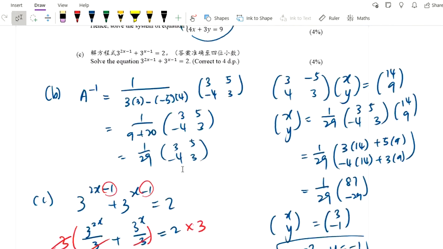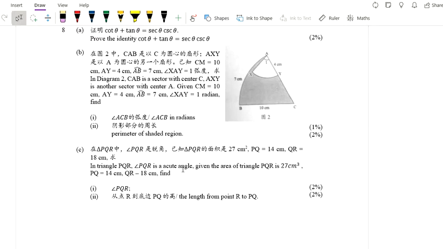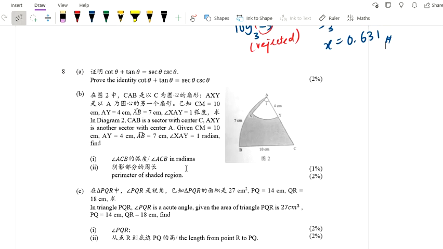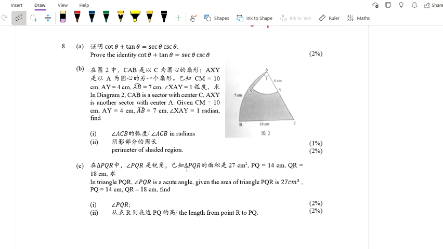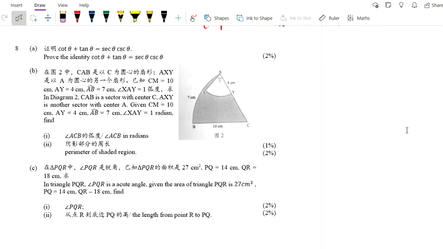Then we go for question number 8. It's a triangle question, and we have circular measure, and I think this is solution of triangles. Anyway, prove the identity: cotangent theta plus tangent theta equals secant theta cosecant theta. If you see the right hand side, it's secant, cosecant, and on the left hand side you only have cotangent and tangent. We will start from the left hand side: you just convert all the cotangent and tangent back to sine and cos, so that later it is easier for you.